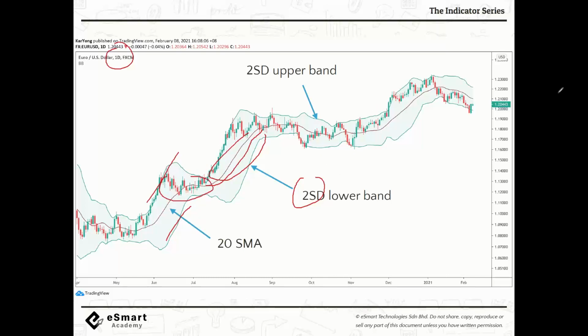There's only sometimes you can see over here it crosses. This one here it crosses, but most of the time it's actually inside the band. So that's the idea of it. The lower the standard deviation you put, the more times you're going to see price exceed the band. There's no best setting, but over here that's the default. I'll show you some of the ways you can use this indicator to help you in your trading.